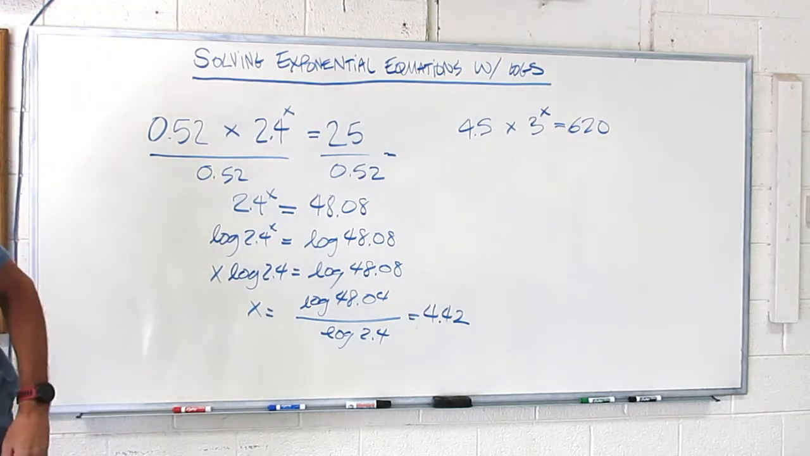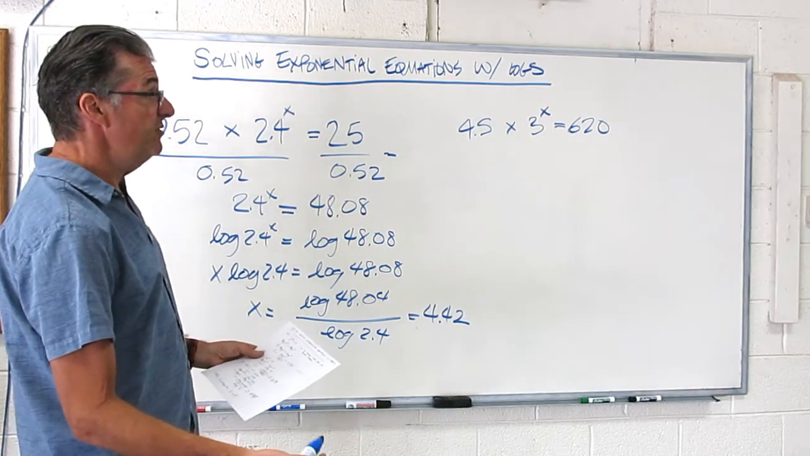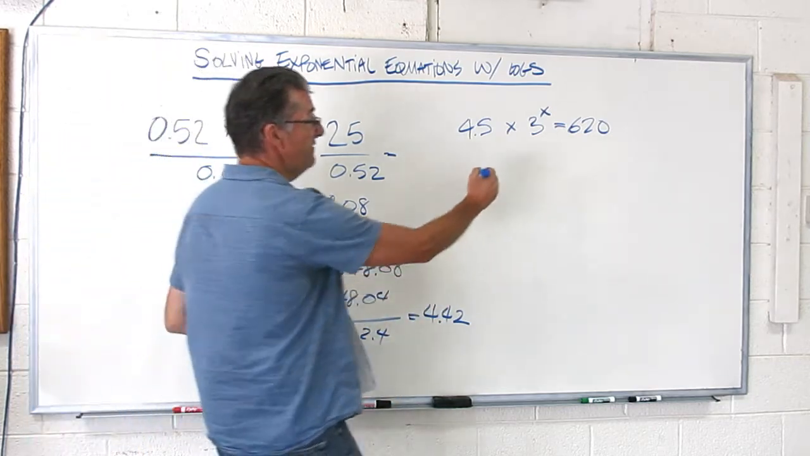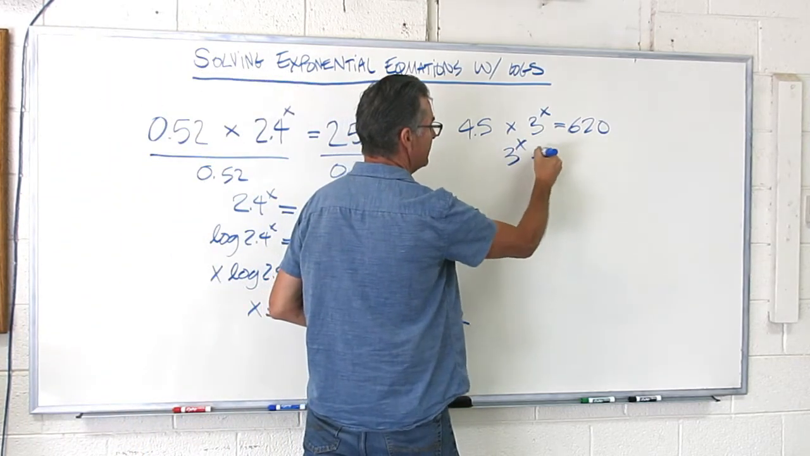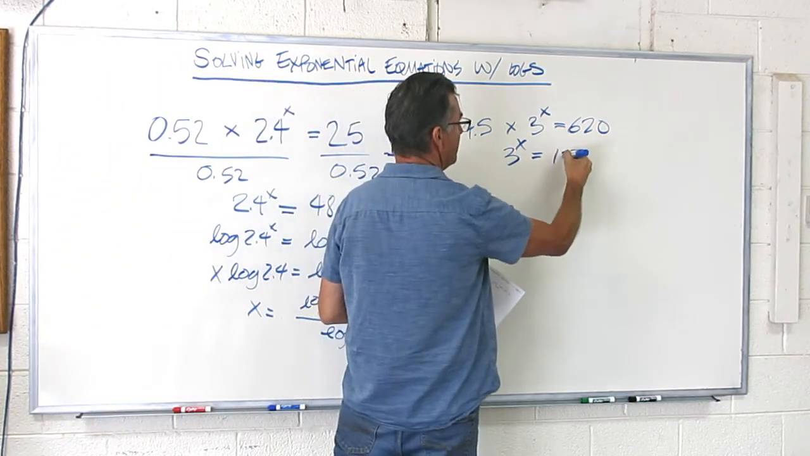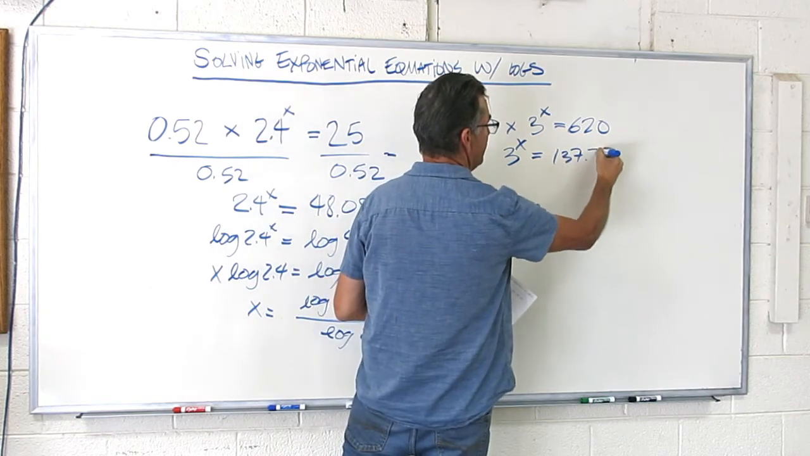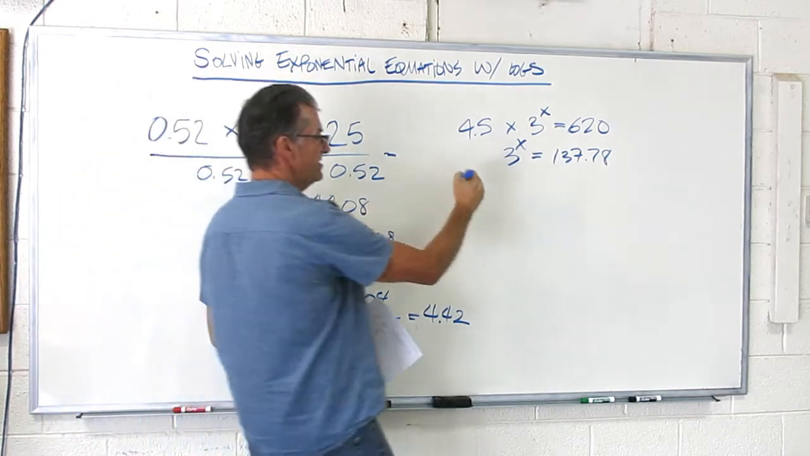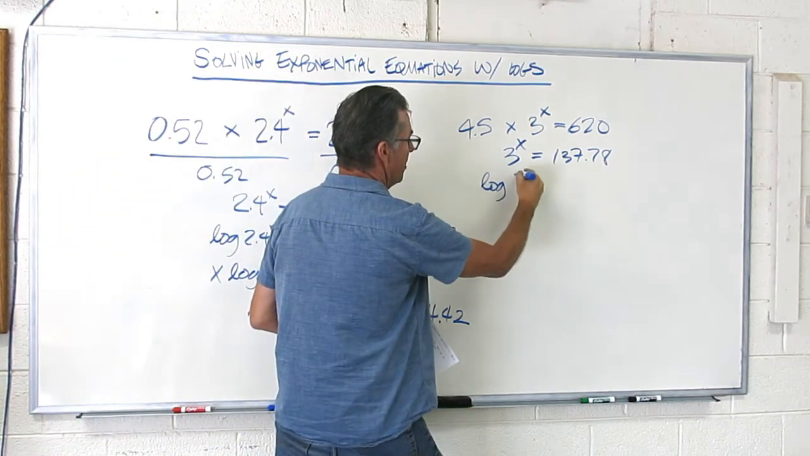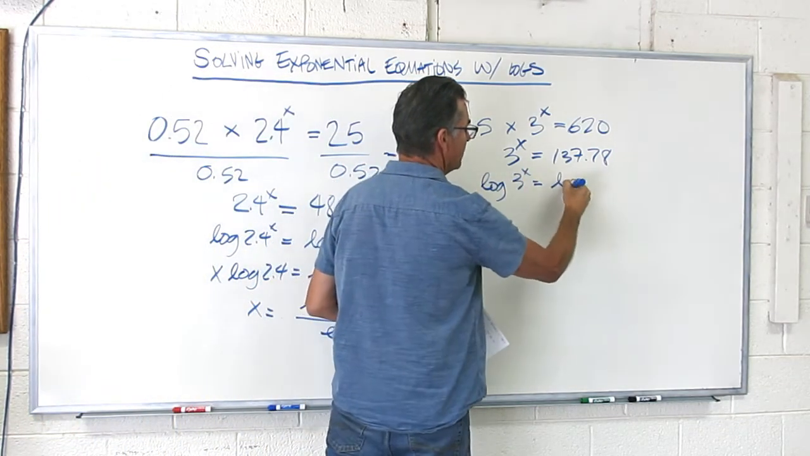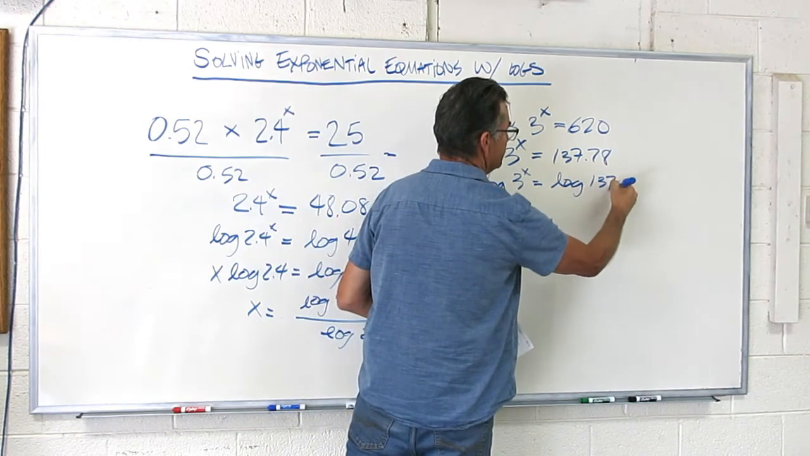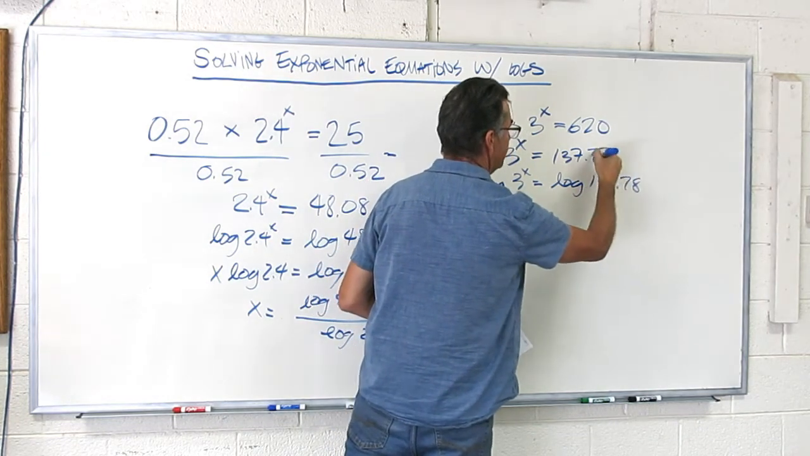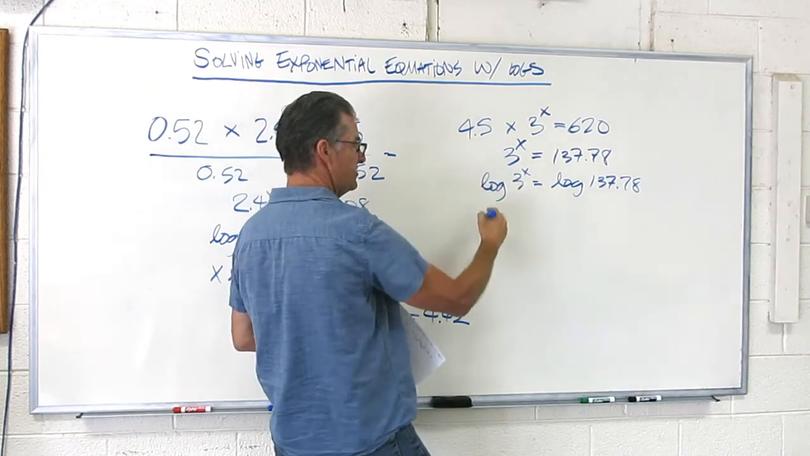Okay, let's see how you did. So the first thing I'm going to do is I'm going to divide through by 4.5. That gets me 3 to the x equals 137.78. I'm rounding to the hundredths place. Now I'm going to take the log of each side. Log of 3 to the x equals the log of 137.78.